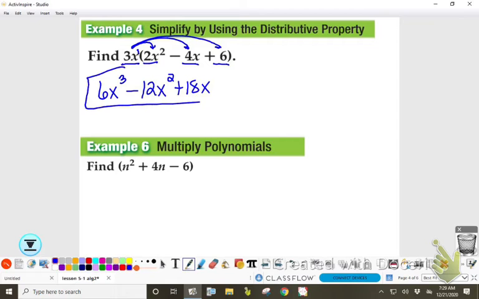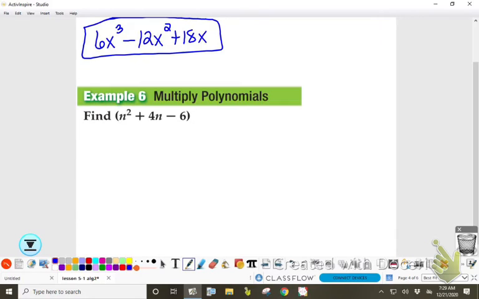Okay? So again, you've done this before probably. Just been a while, so this is just a good refresher. And we're using those properties of exponents that we learned earlier. Multiplying polynomials. We have n squared plus 4n minus 6 times n plus 2.